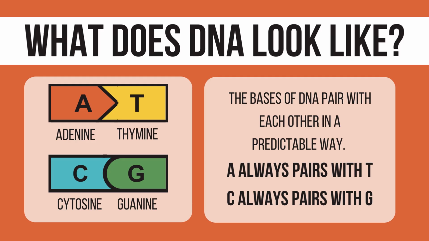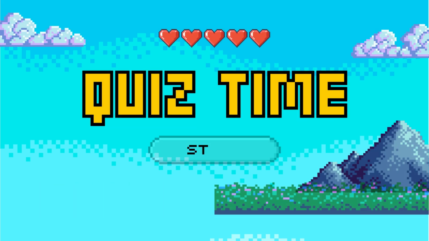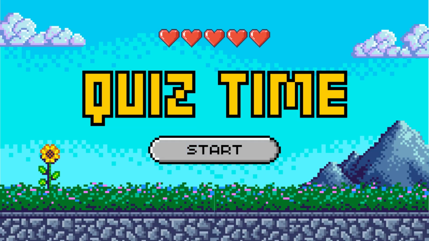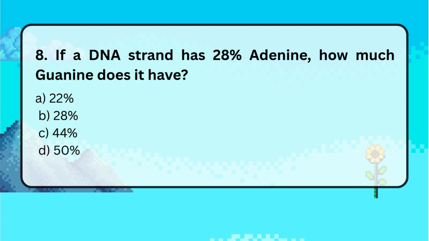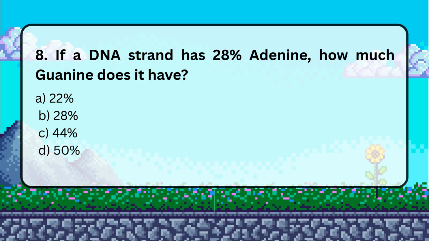Now the base pairing rule. DNA base pairing follows a fixed rule. A pairs with T, via 2 hydrogen bonds, and G pairs with C, via 3 hydrogen bonds. This ensures consistency during replication. Now a tricky MCQ question that can be asked in an exam is: if a DNA strand has 28% adenine, how much guanine does it have?